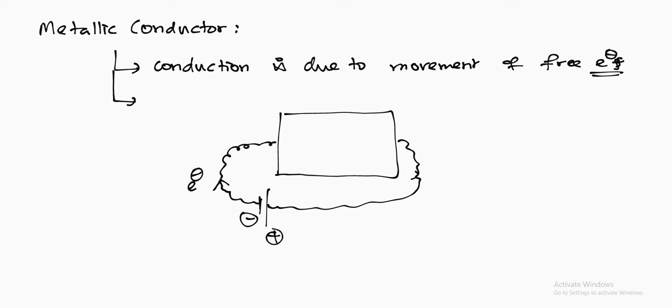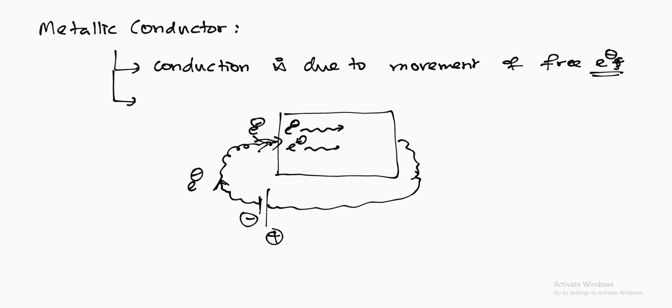The negative terminal will provide electrons, so electrons will enter here from the battery. What will happen? These electrons push the free electrons present in the metal to move to the other side. There are free electrons available, so when one electron enters here, one electron starts to move. Just imagine it like that. These electrons will move from one end to the other end, and because of that, conduction happens.